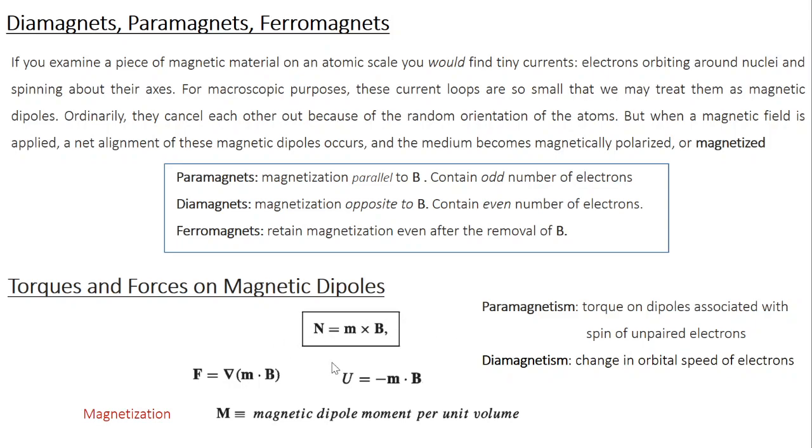The force experienced by a magnetic dipole placed in an external magnetic field is given by grad (m dot B), and the associated potential energy is given by minus m dot B. Now, when a material is completely magnetized under the application of an external magnetic field, you have magnetic dipoles all over the material. And if you take magnetic dipole moment per unit volume, this is known as magnetization density or simply magnetization. So this is an important parameter in describing magnetic effects of material.